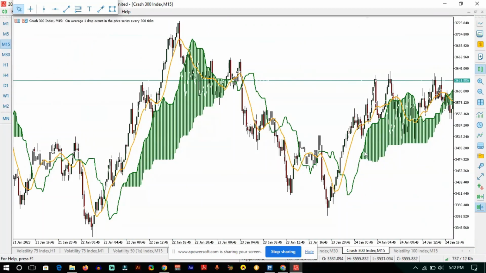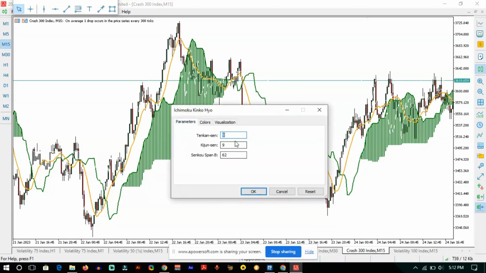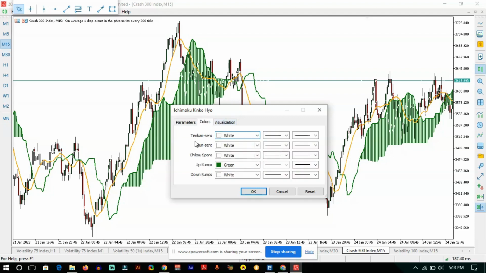So let me go into properties. These are the parameters. The Tenkan-sen is period 9, Kijun-sen is period 26, then the Senkou Span B is period 52. What I'm interested in are the colors. Now, if you have a white background, you're going to turn the Tenkan-sen to white, the Kijun-sen to white, and the Chikou Span to white. Then you're going to change the color of the up Kumo to green.